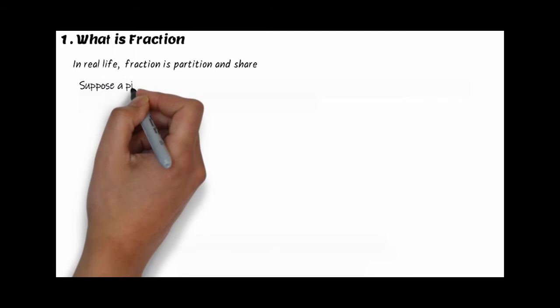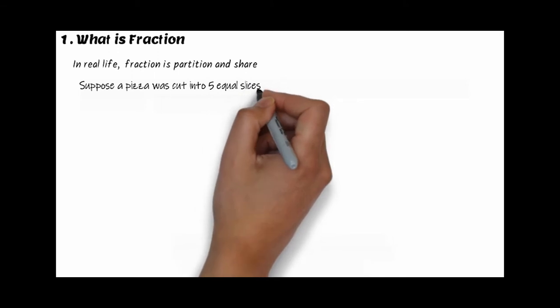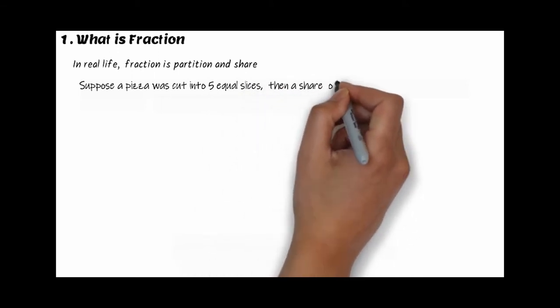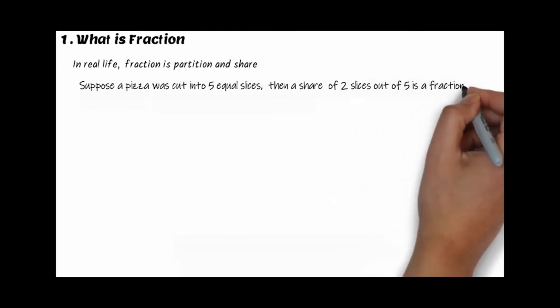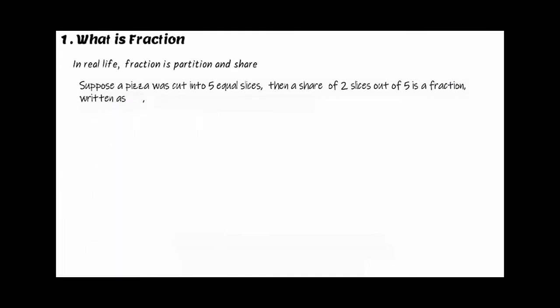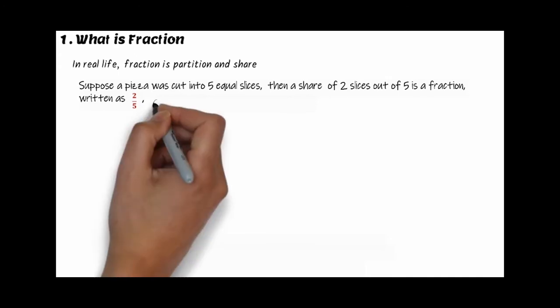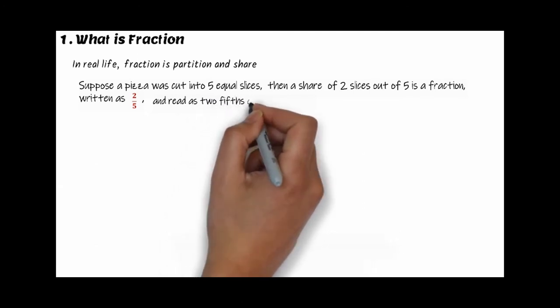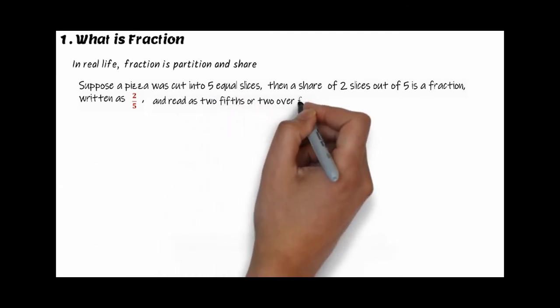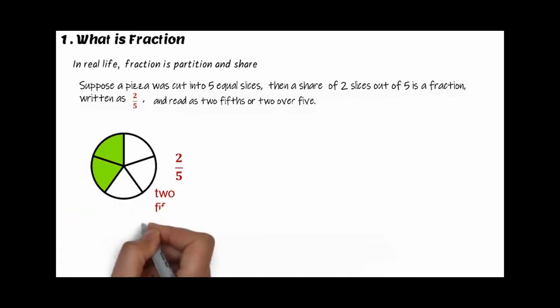Suppose, for example, we have a pizza that was cut into 5 equal slices. And then we take 2 slices out of the 5. So a share of 2 slices out of 5 is a fraction. It's written as 2 over 5, here shown in red, and it can be read as 2/5 or 2 over 5. Here we have a circle representing the pizza, cut into 5 slices and 2 is taken out.